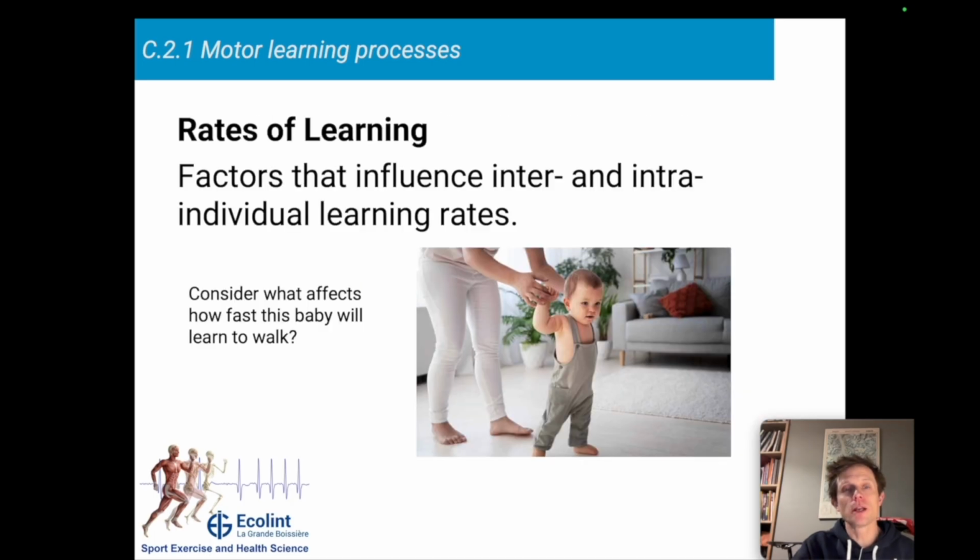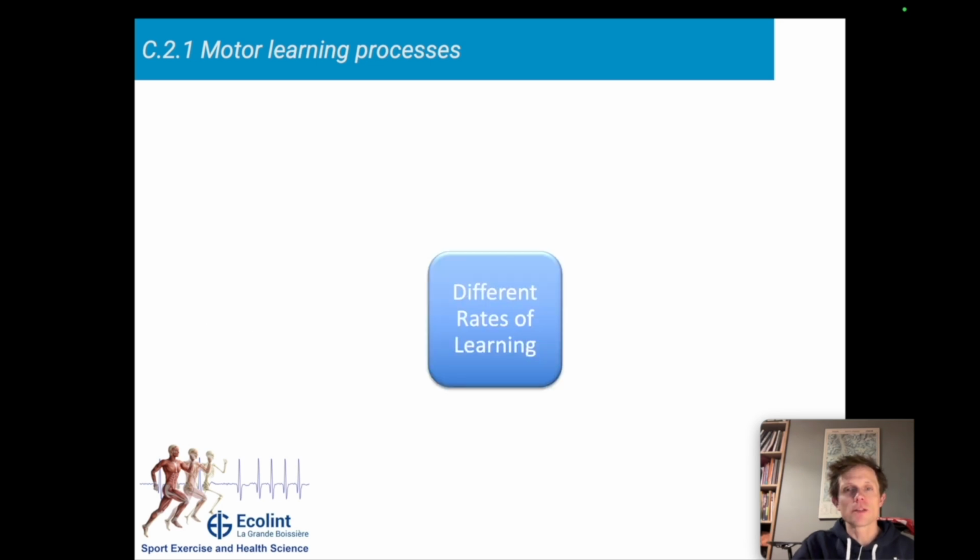When we're talking about learning, we also need to think about, well, what are the factors which are going to influence the different rates of learning between different people, and also with the same person learning different skills? What I'd like you to do is have a think about, well, what are the factors affecting how fast this baby is going to acquire the skill of walking? There are 7 primary factors which we're going to talk about when we discuss what differentiates learning rates between people and between different skills. First off then is the difficulty of the task.